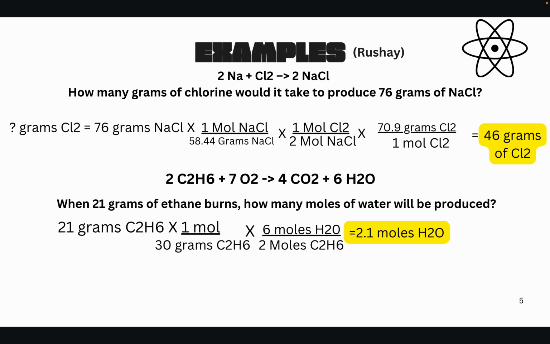Another example here. This is very important, by the way. 21 grams of ethane burns. How many moles of water do we produce? This is simpler because they're not asking you to convert back to grams. Basically the same process.